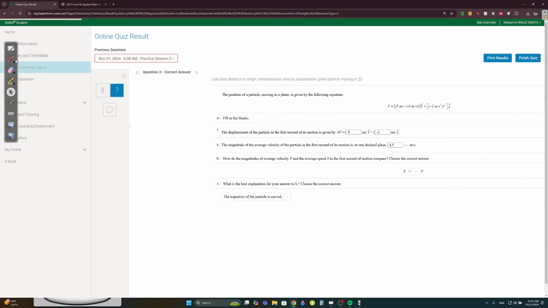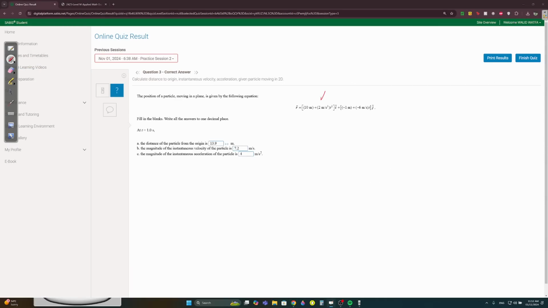Question 2, as a 3. The position is this. At t equals 1 second, what is the distance from the origin? So let's just find r of 1. So 10 plus 2 times 1 squared, because it's t squared, i, and then plus minus 1 and minus 6 times 1, because t is here, j. What are we going to get? 10 plus 2 times 1 squared is 12i, plus minus 1 minus 6 is minus 7j. This is the position vector.